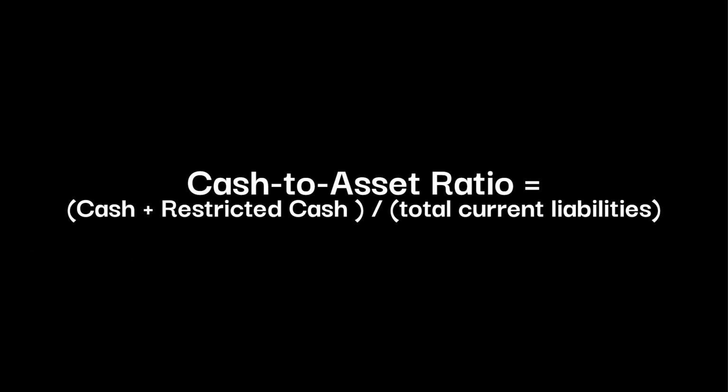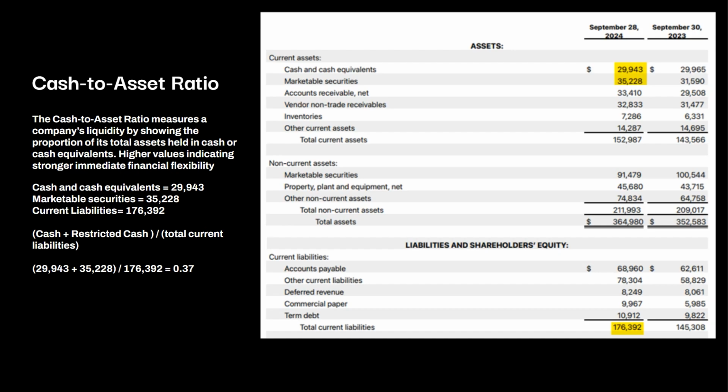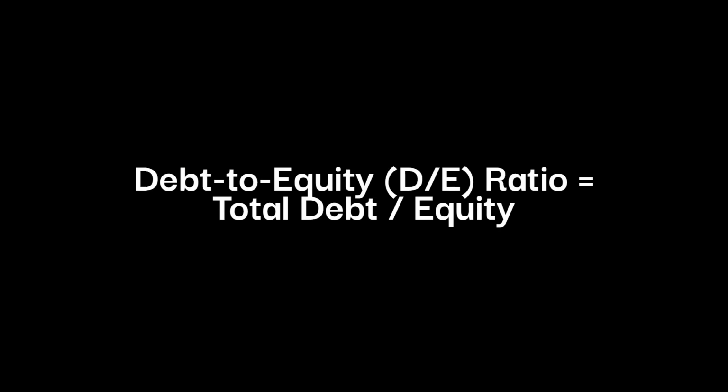We divide that by current liabilities, right? The cash to asset ratio measures the company's liquidity by showing the proportion of its total assets held in cash or cash equivalents, higher values indicating stronger immediate financial flexibility. So we grab the different sections, right? Cash and cash equivalents, marketable securities, as well as total current liabilities. And you see that we get a cash to asset ratio of 0.37.